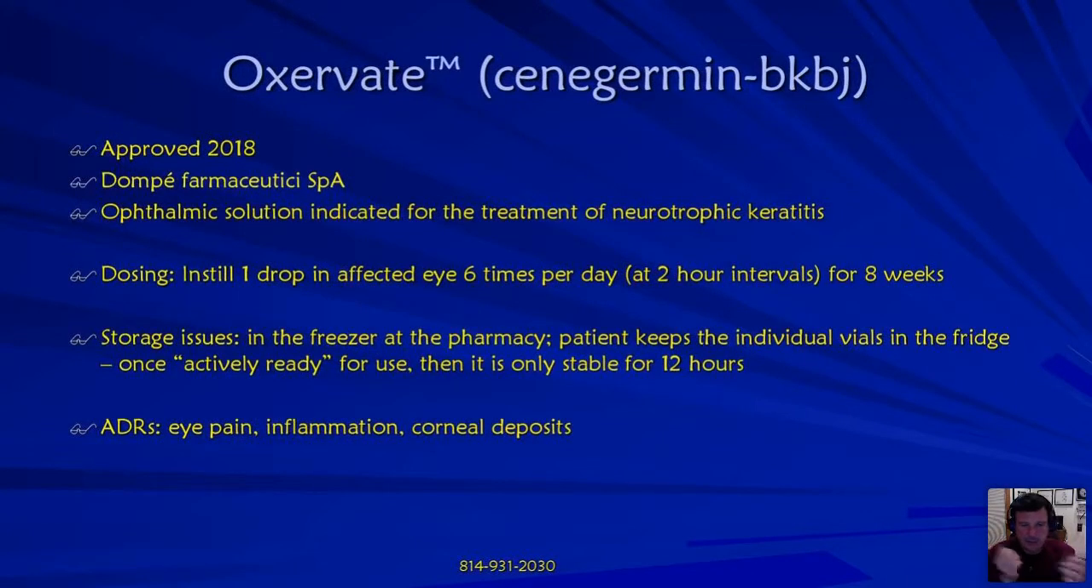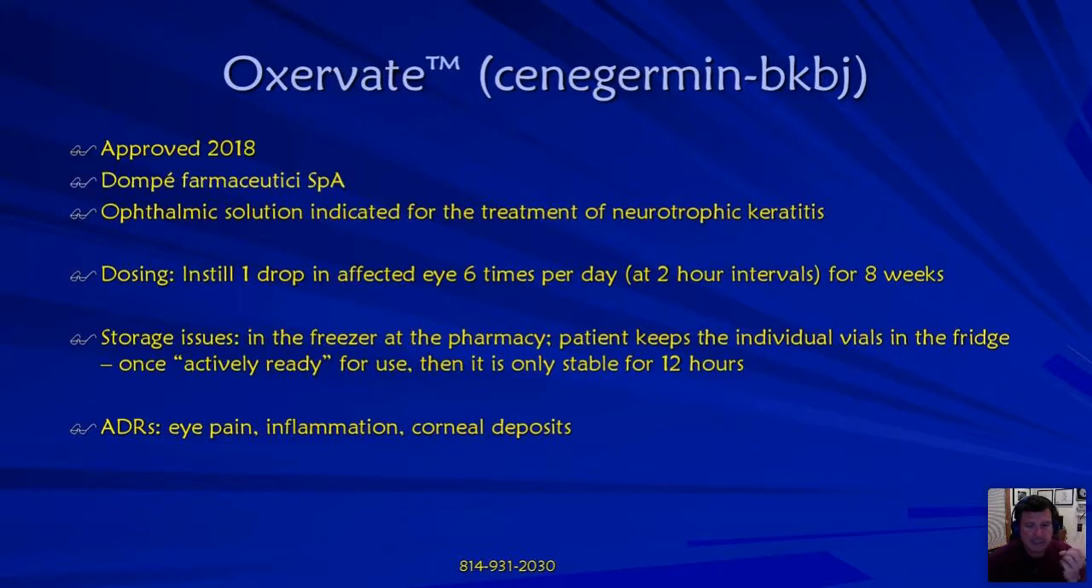Now, I did want to shift and talk a little bit about Oxervate since we were talking about neurotrophic. This has nothing to do with amniotic membranes, but it has to do with neurotrophic keratitis. Oxervate was approved by Dompe Pharmaceutical. It's an Italian pharmaceutical company. This is a biologic. My N of this is 3, and it's pretty cool stuff.